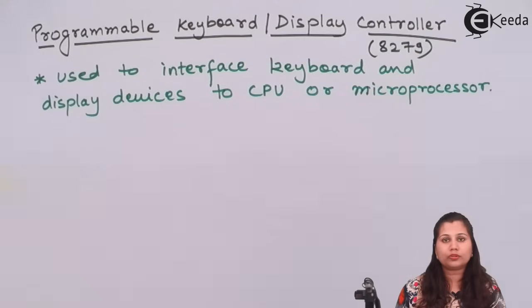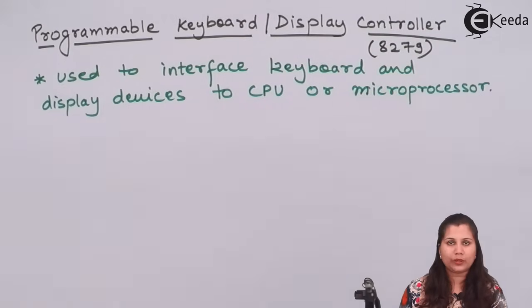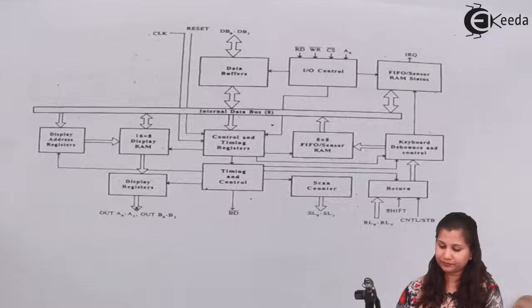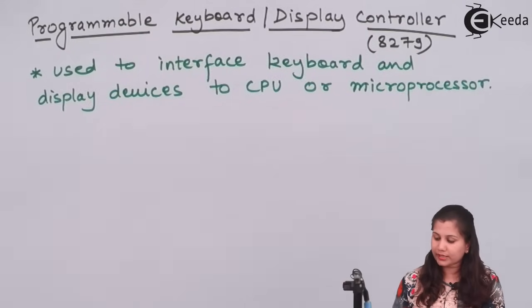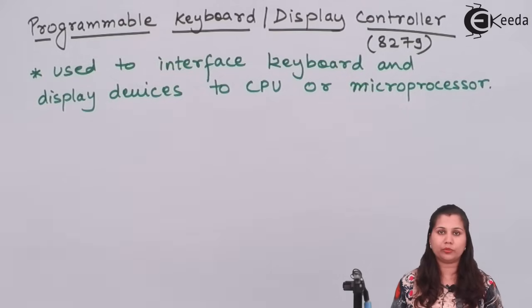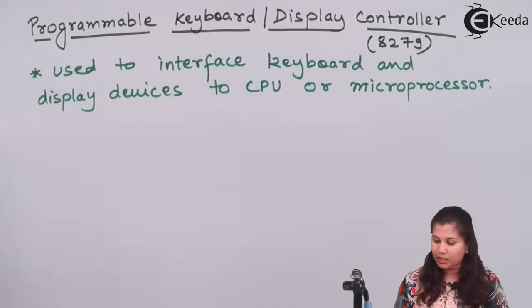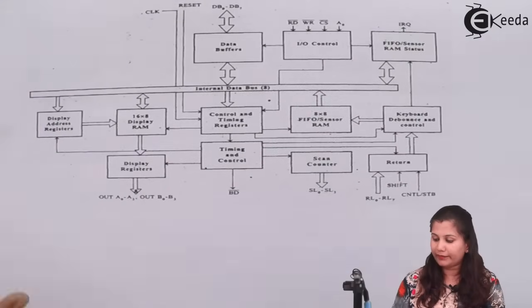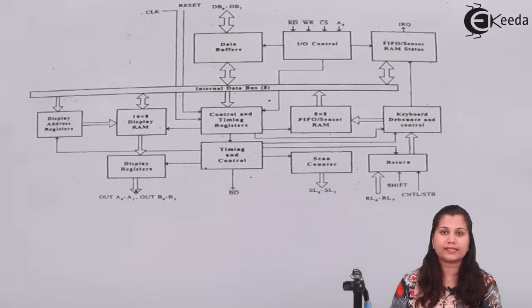So now let's come to the block diagram of this 8279. Let us study the different blocks in this 8279. This is the block diagram of 8279. This block diagram consists of 4 sections: the keyboard section, the scan section, the display section and the CPU interfacing section.